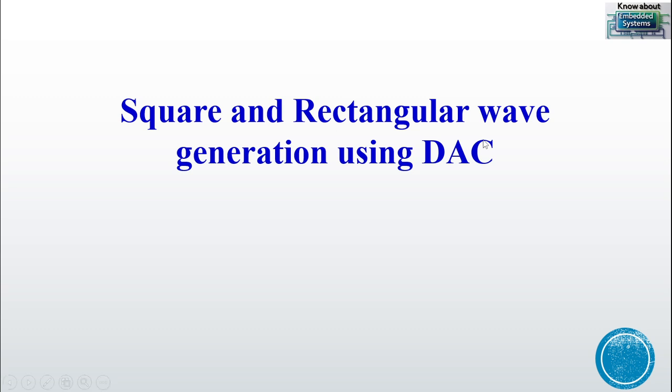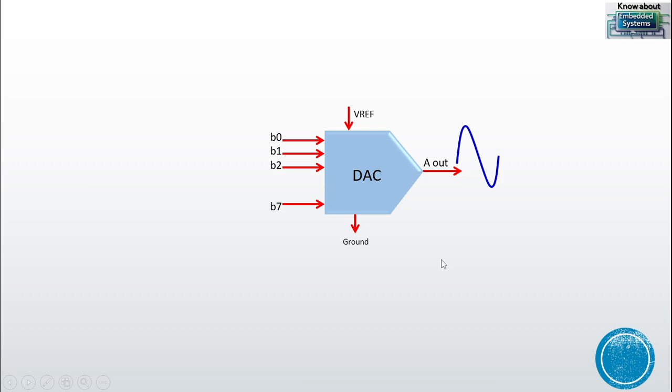Square wave and rectangular wave generation using DAC. So guys, we know already what DAC stands for: digital to analog converter. So what is the input for DAC? DAC input is nothing but binary inputs. We have to give binary inputs in the input section, and it is going to generate the respective output according to the logic implementation.